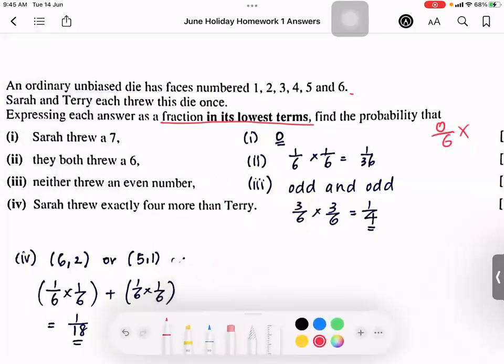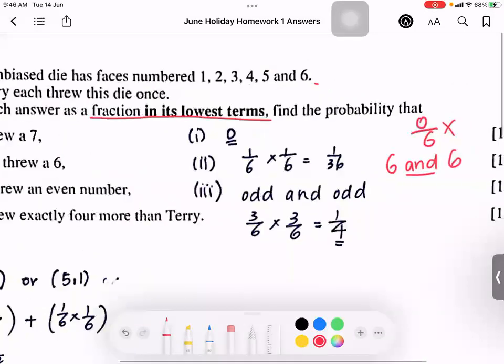Okay, they both threw a number 6, meaning I need Sarah to get a 6 and then Terry a 6. So and means we do a multiplication. To get a 6 is 1 out of 1, 2, 3, 4, 5, 6. So 1/6 times 1/6, which gives you 1/36.